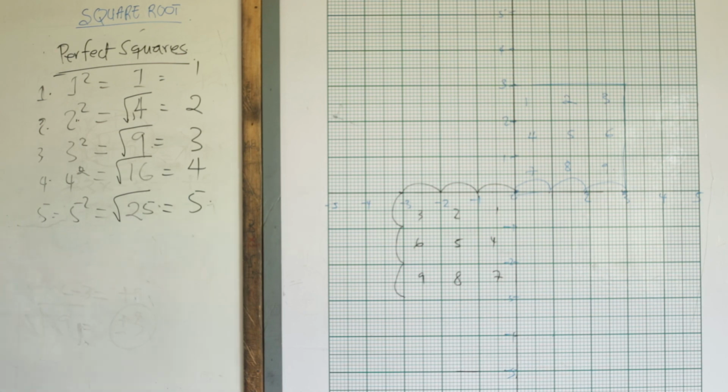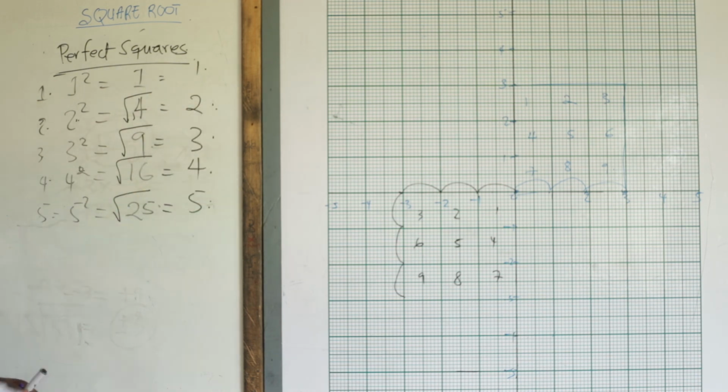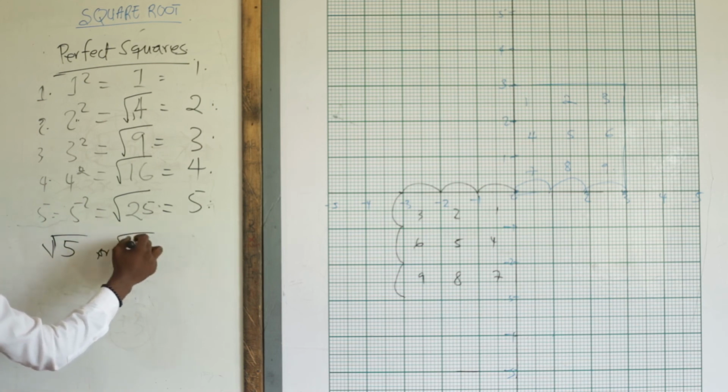Because there are other forms of numbers which we'll introduce in our next topic called surds. These kinds of numbers do not give you rational numbers like this. An example is finding the square root of 5 or finding the square root of 7.